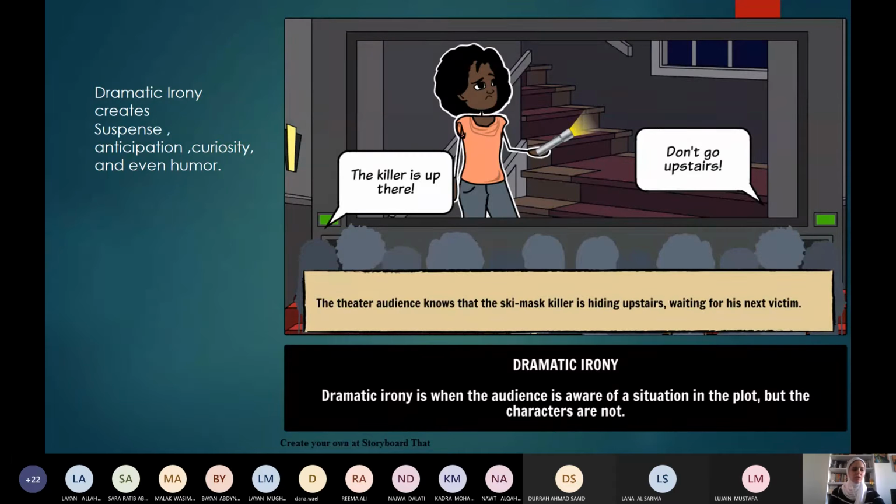So read this white box. The theater audience knows that the ski mask killer is hiding upstairs waiting for his next victim. Dramatic irony is when the audience is aware of the situation in the plot, but the characters don't know. Why? It builds suspense, because now we watch her. She is going up to the killer. And anticipation, we are waiting for her to be killed or escaped.